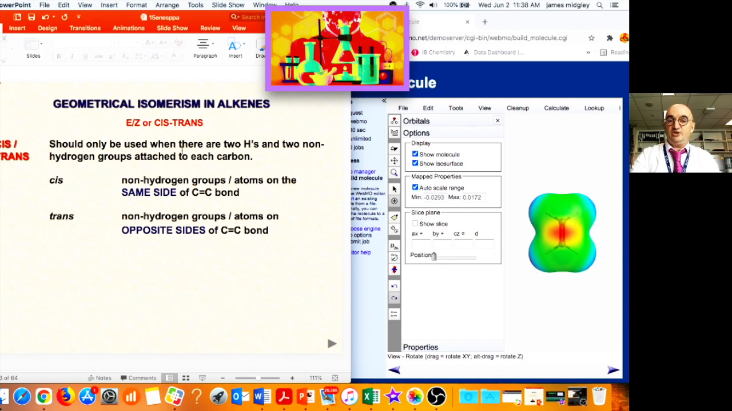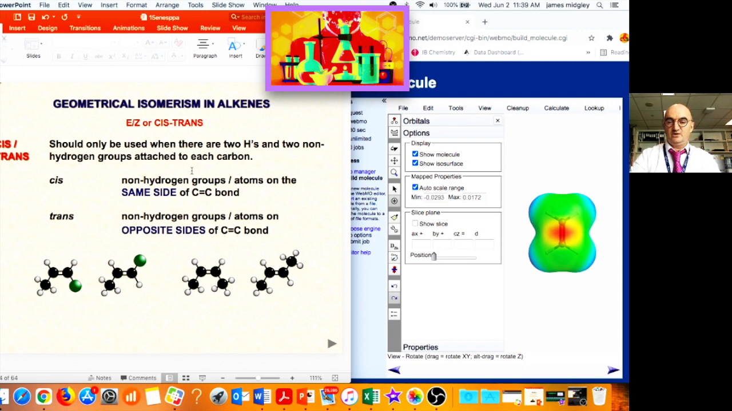Cis and trans should only be used when there are two hydrogens and two non-hydrogen groups. The non-hydrogen groups could just be a halogen, a carboxylic acid, an amine, a group as well as just one single atom. Cis, same side; trans, opposite side. So what would we think about these molecules here?